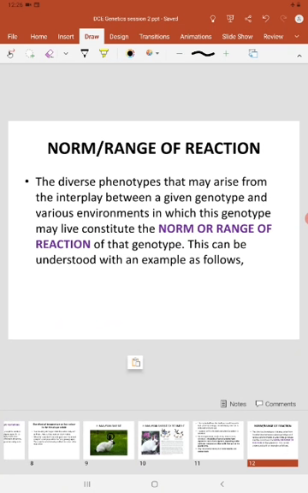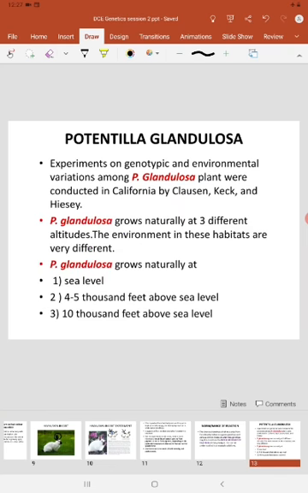Now what we are going to do is learn about an experiment with a particular plant called Potentilla glandulosa. What is norm of reaction? They have the same genotype, but when the same genotype plant is put in different environments, the phenotypic characters are different. This experiment was done in California by Clausen, Keck and Heasley. They used Potentilla glandulosa, which grows naturally at 3 different altitudes.